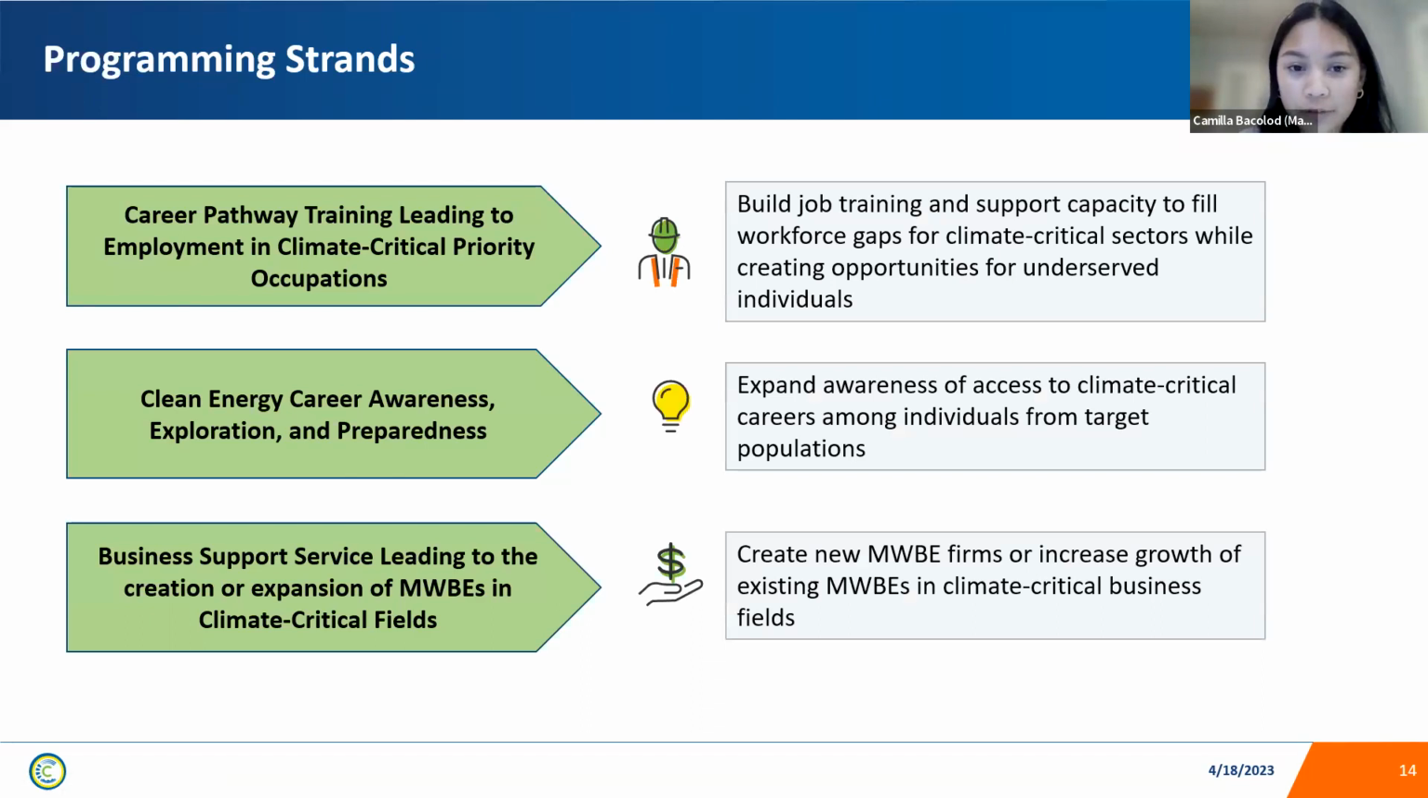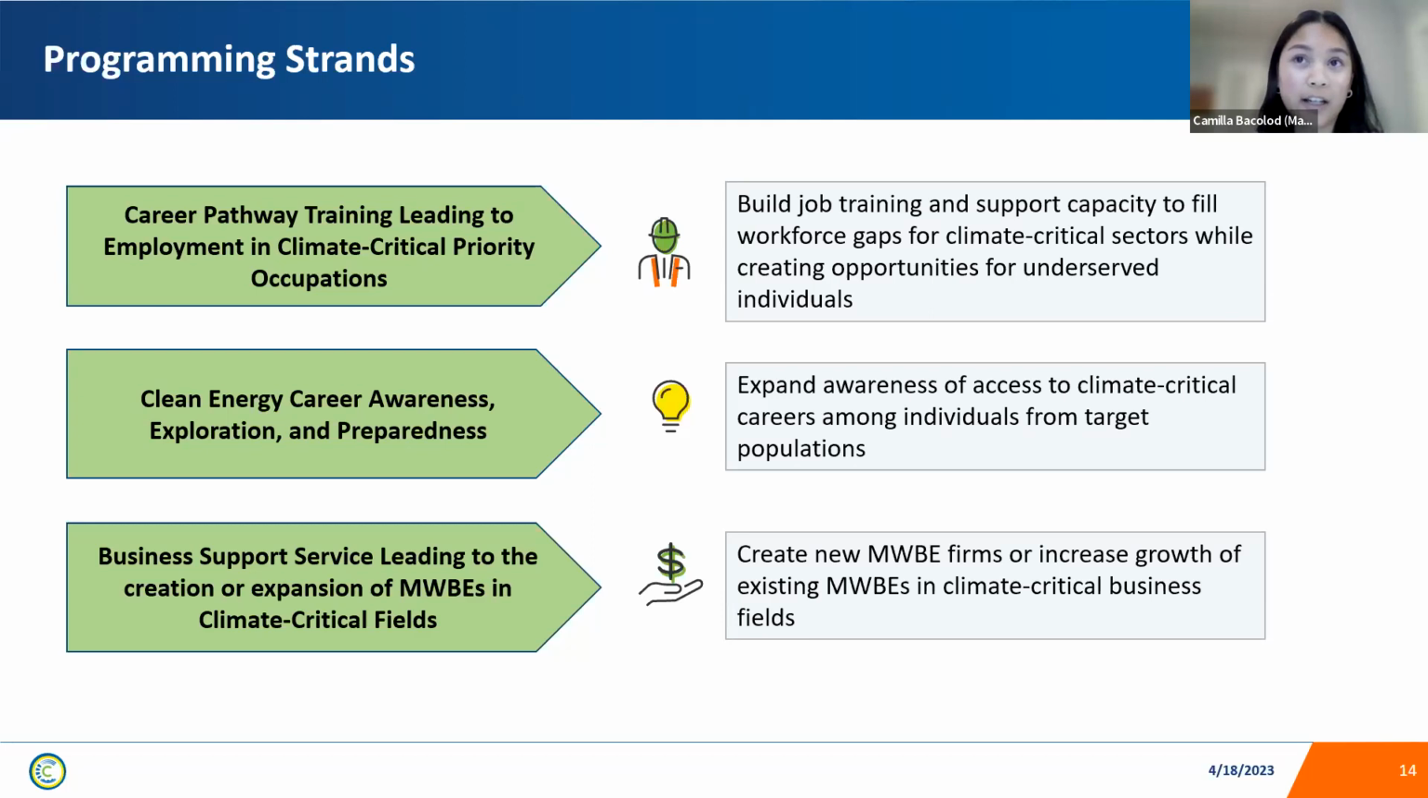So in the application form for the planning and capacity grants, we do have 3 strands. Strand A is the career pathway training to climate critical occupations. These strands are essentially pipelines that you are proposing in your application. So the career pathway training is meant to create that job training program to fill in the workforce gaps for climate critical occupations, and also creating opportunities for those target populations that we mentioned earlier in this presentation.